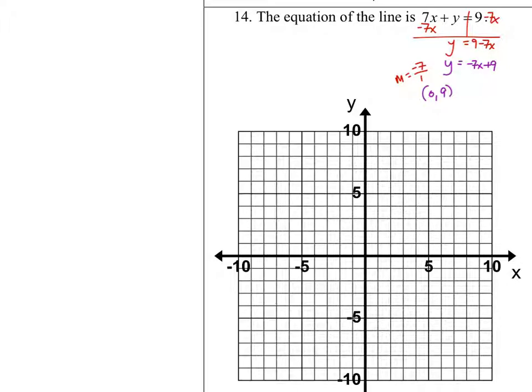All right, so starting with the y-intercept, 0, 9, which is radical. And then my slope was down 7, to the right 1. There's my next point. Down 7, to the right 1. And that's all the points we can fit on this graph. I missed it. That's okay. So there's our line.